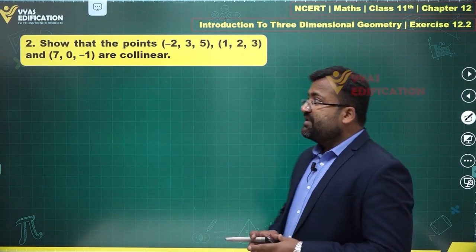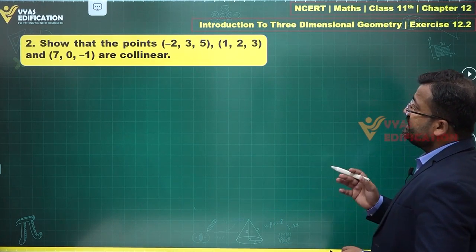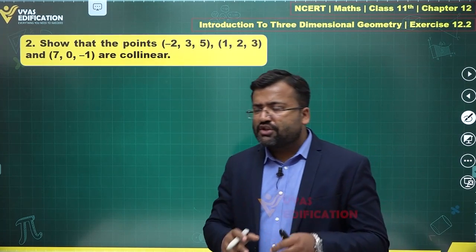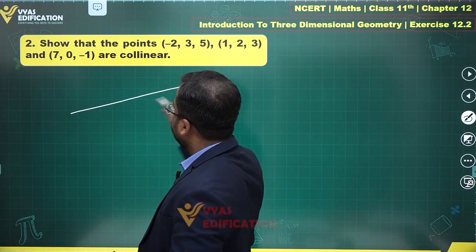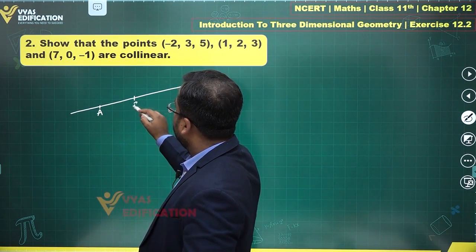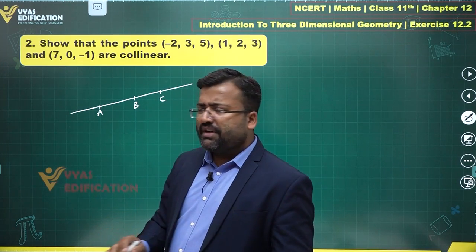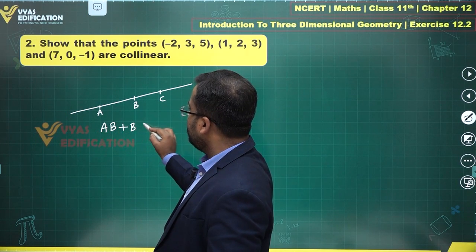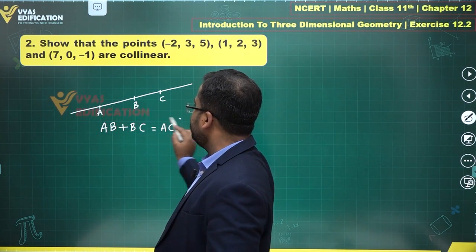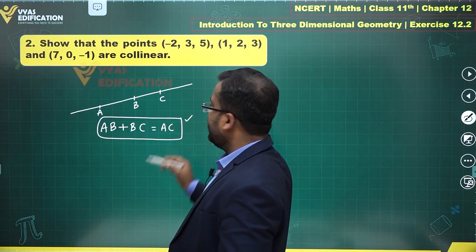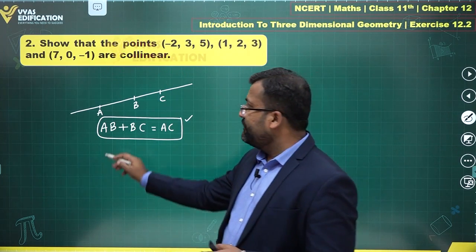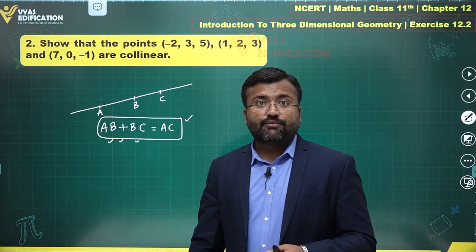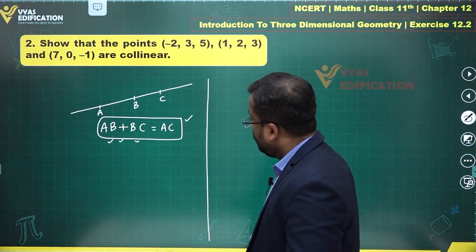In the second question, the person says, show that these points are collinear. If 3 points are collinear, they lie on a straight line, and they follow a simple relation, that is, in this particular diagram, the length of AB plus the length of BC will be equal to the length AC for collinearity. So using the distance formula, I can find the distances and use this condition to check whether any 3 points given are collinear or not.